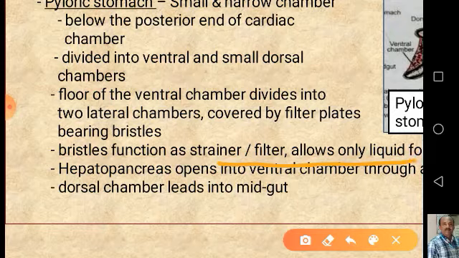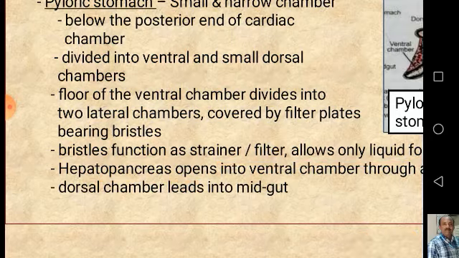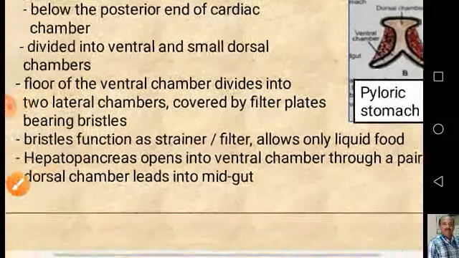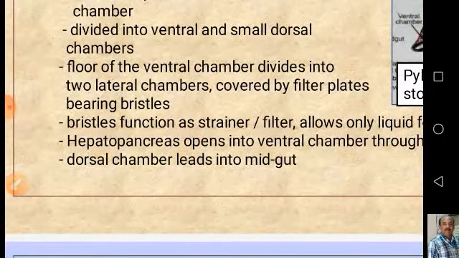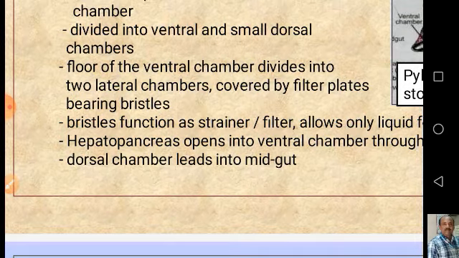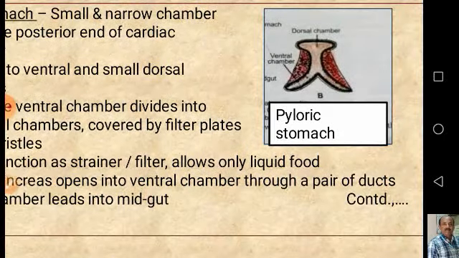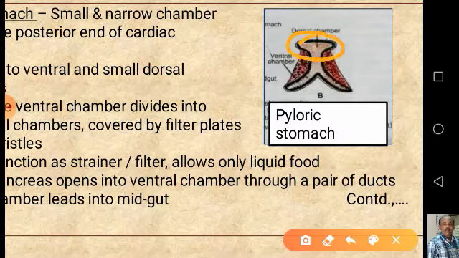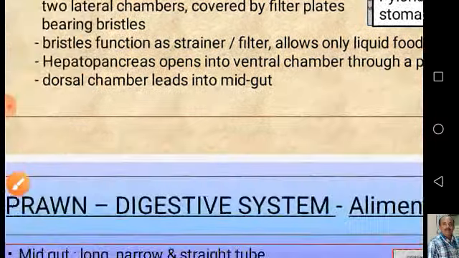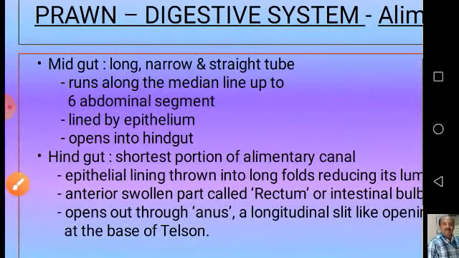And then the hepatopancreas, which I told you is the single largest glandular mass, opens into this ventral chamber through a pair of ducts called hepatopancreatic ducts, and the dorsal chamber of the pyloric stomach leads into the midgut. Now coming to the midgut.